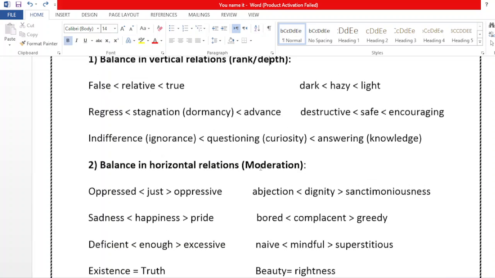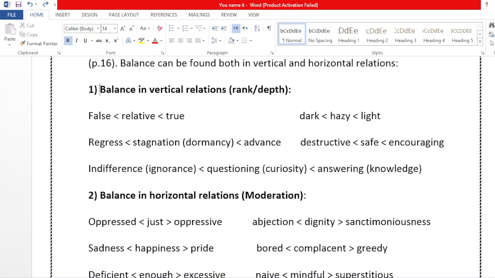So there are two kinds of different balances. One type is the balance in vertical relations, or vertical balance, and the other one is balance in horizontal relation, or moderation. So vertical balance brings a deep philosophy, while horizontal balance brings a moderate philosophy. In vertical balance, we have three components. The highest position is the positive opposite. The middle ground has properties of both sides, and the negative opposite has the lowest position.